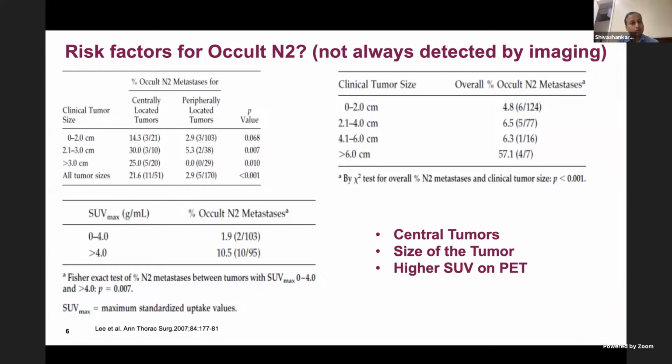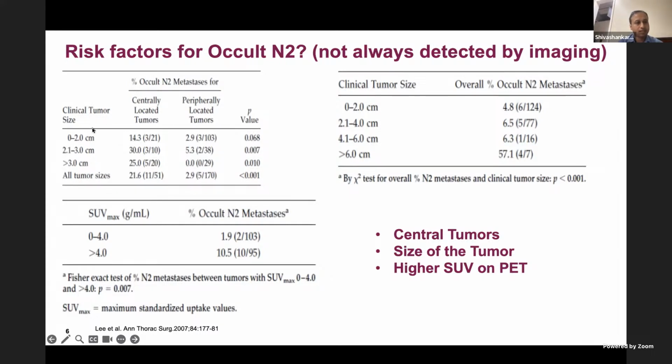The risk of N2 stage depends upon the location of the tumor, as we can see in this table. If it is a centrally located tumor, then the incidence of occult N2 goes high. If it is a peripherally located tumor and it is negative on imaging, then the chance of having occult N2 is very low. But if it is a centrally located tumor, even if CT and imaging show that there is no N2 disease, still they carry a very high risk of having occult N2 disease.